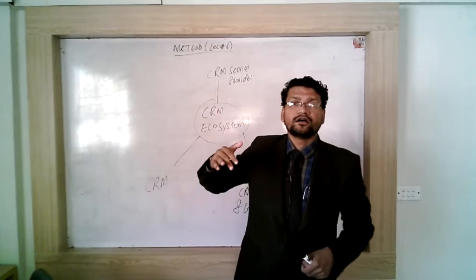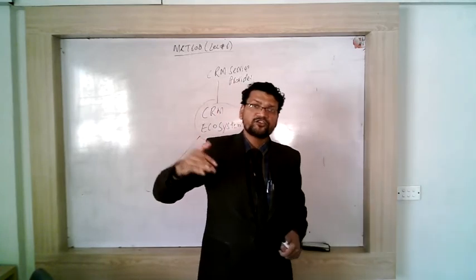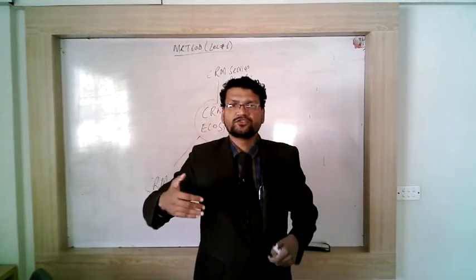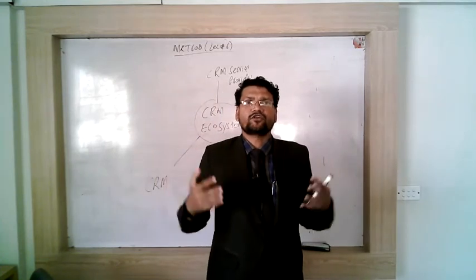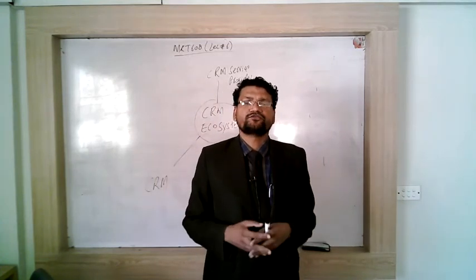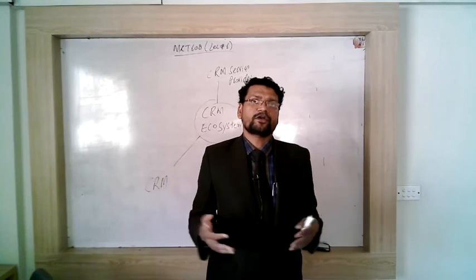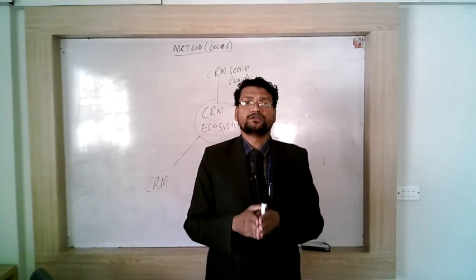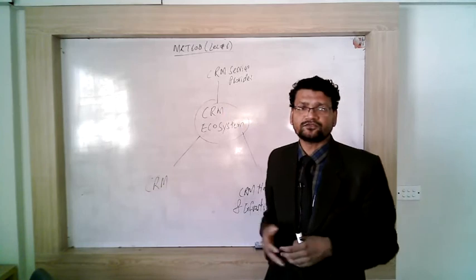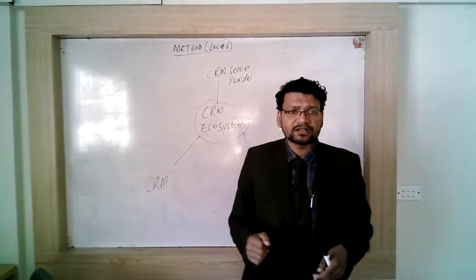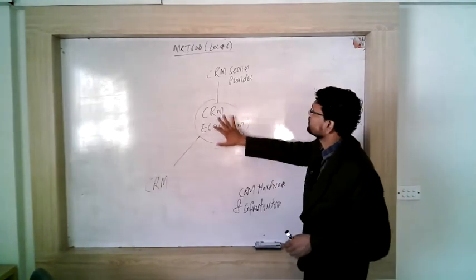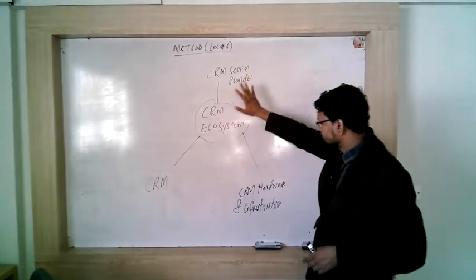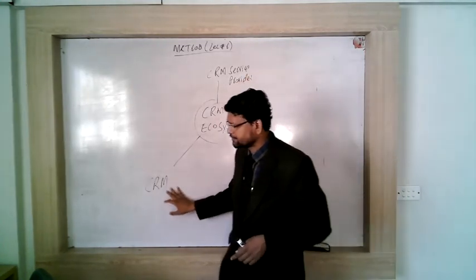So here, the CRM development: those software organizations are making a CRM system for companies and enterprises. They basically provide enterprise solutions. So we have here three kinds of ecosystem: CRM service provider, CRM hardware infrastructure, and CRM solutions.